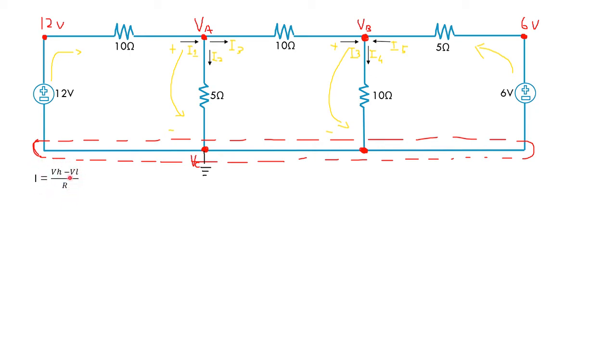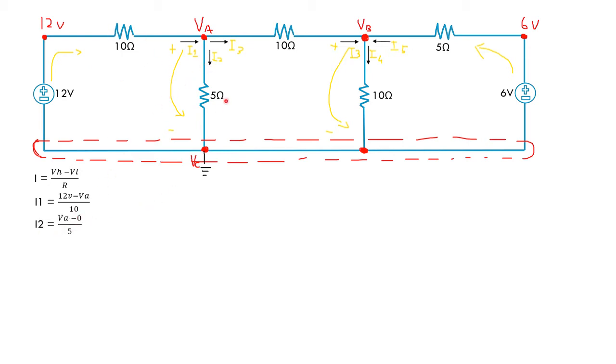And for I1, the current is from here, 12 volt to VA. Always remember that the current will always flow from the high potential voltage to the low potential voltage. So the current is going to flow from 12 volt to VA, divided by the resistor, which is 10.